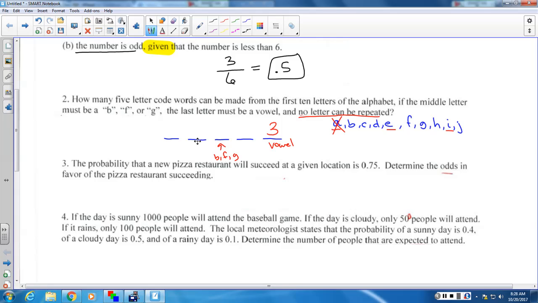My next restriction would be this middle one has to be B, F, or G. So I have a choice of 3 different letters to go there. I only used one of them though, so I'm just going to pretend I used that one. So I have 8 letters left. Any of the 8 could go there. Then I use one. Then I have 7. Then I use one. And then I have 6. And if you multiply these together, you get 3,024.